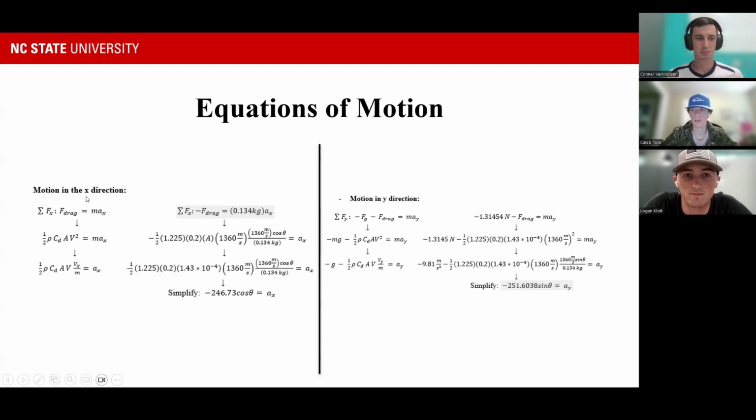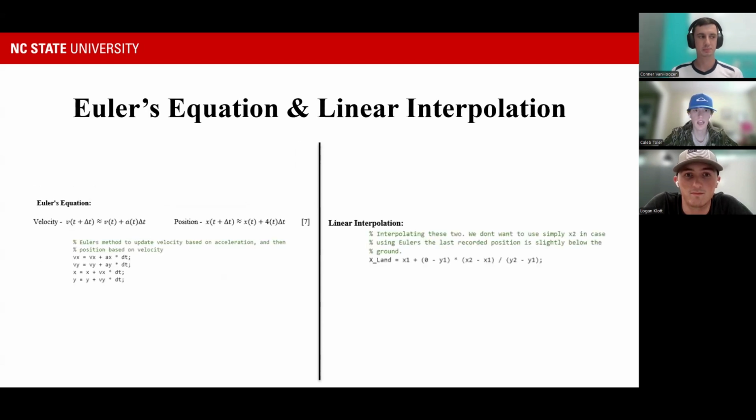We used the dynamics concept F equals ma to solve for acceleration. Next, we use Euler's equation to actually solve for velocity and position in each direction. Essentially, the velocity in the x is equal to the previous velocity in the x plus the acceleration in the x times a small change in time, and vice versa for position. We also use linear interpolation to best estimate the point where it hit.